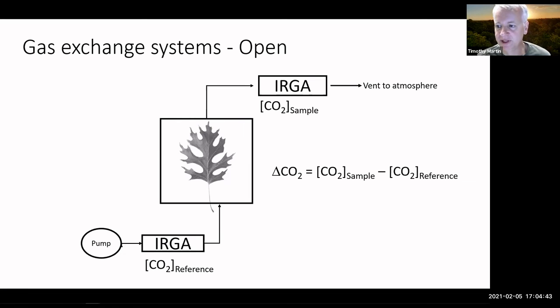So a concept that's useful in an open system is the delta. Delta CO2 is just the CO2 concentration in the sample minus the CO2 concentration in the reference. And the rate of net photosynthesis is related to delta CO2. At a given flow rate, the higher the net photosynthesis rate of that leaf, the smaller the CO2 sample will be, or the bigger the difference will be, and the bigger the delta will be. So at a given flow rate of air through the chamber, a higher photosynthesis rate will result in a larger delta CO2.